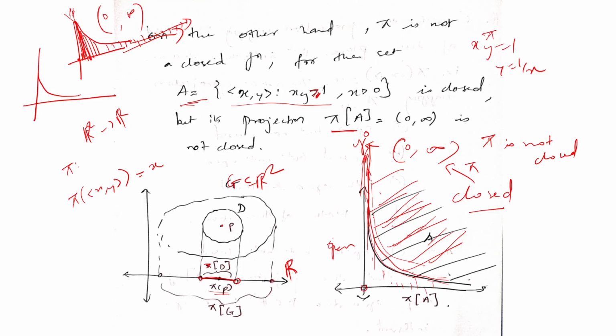You are asking about what is the projection of a circle on the x-axis. What is the projection of a circle? Are you taking it as closed, like, are you including its boundary also?